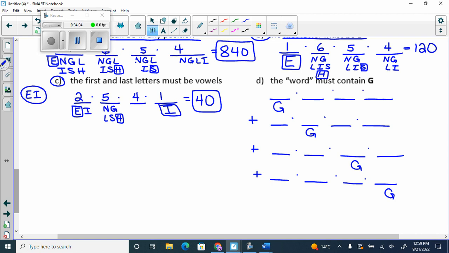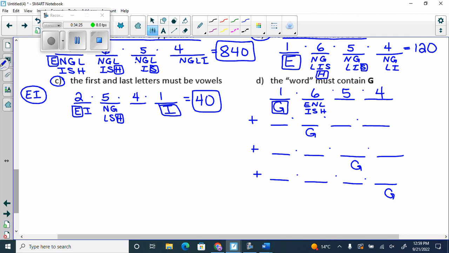Now we do each case separately. So if I have a G in the first blank, I have 1 option. I hold the G here. Then I have E, N, L, I, S, H. So how many letters do I have for this one? 6. Then I hold 1, so I have 5. Then I hold 1, so I have 4.